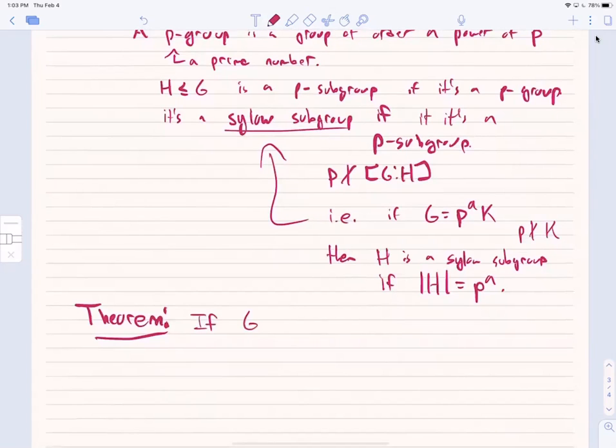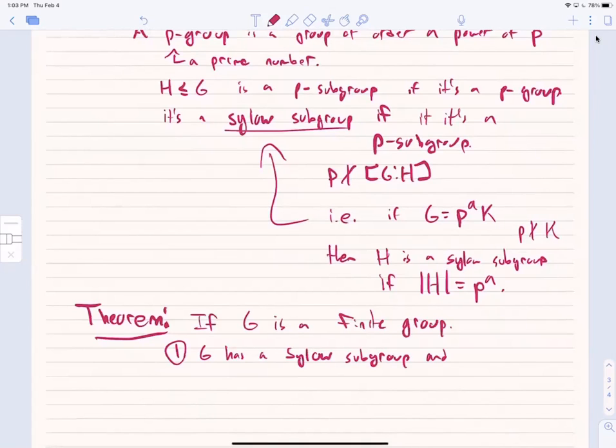if G is a finite group, then 1, G has a Sylow subgroup, and moreover, they are all conjugate.